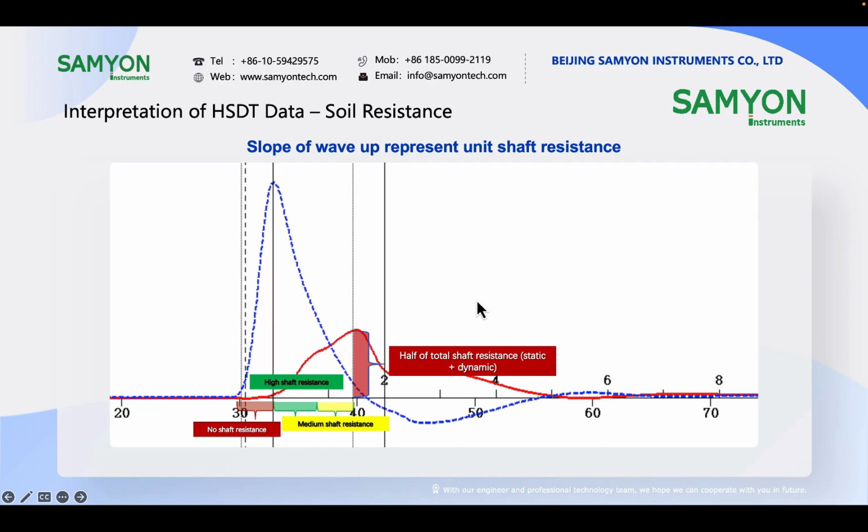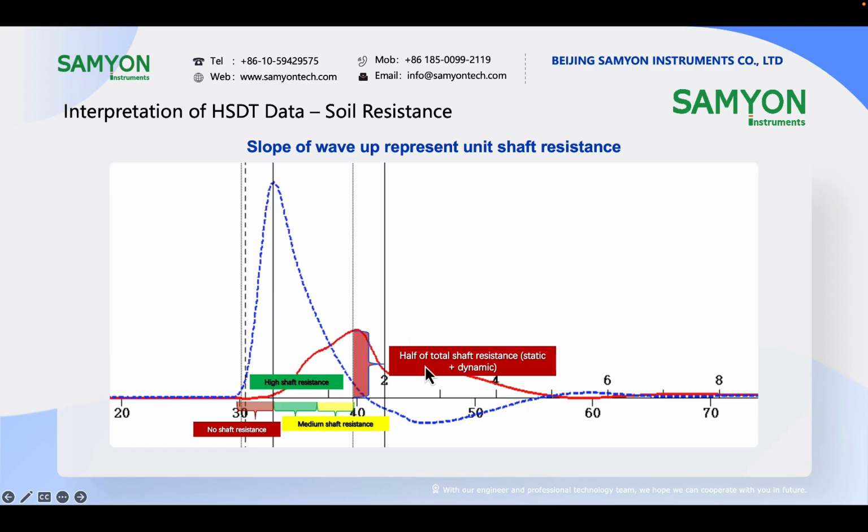And from the slope of the wave up, we can also get the idea of the magnitude of the unit shaft resistance. Take this for example. For this area, the wave up plot is almost flat. So that means there is almost no shaft resistance here. And for this section, the slope is medium. So that means the shaft resistance is medium. But for this one, it's very sharp. The slope is very high, so that means the shaft resistance in this area is very high. So that's why it makes the wave up go very fast.